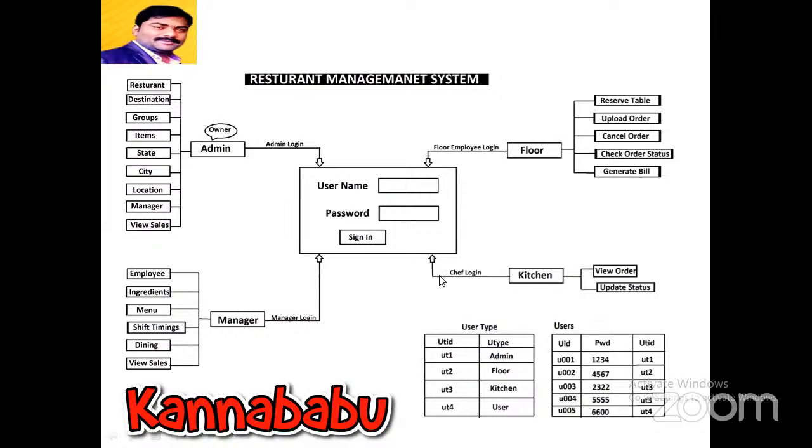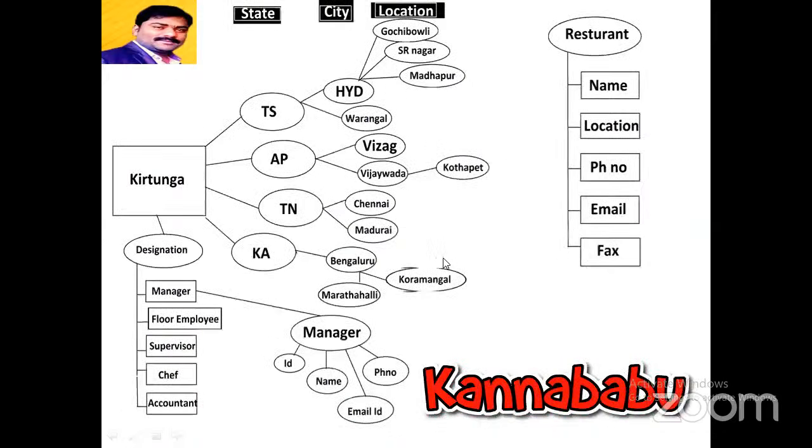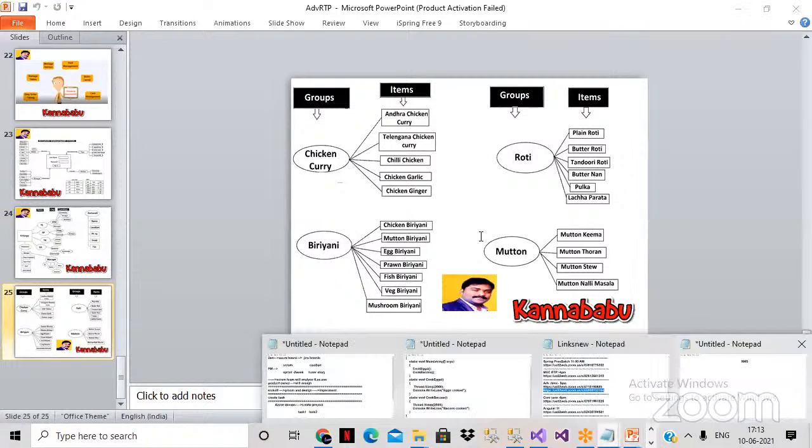Generally, whenever you develop any project, first of all, we need to concentrate on the database. Assume a restaurant called Kritinga. This restaurant has branches in different states, different cities, different locations. To monitor the restaurant, a manager will be there, and different employees will work in the restaurant. The employees will have designations like manager, floor employee, supervisor, chef, accountant, etc. Is it clear, everyone? So first of all, we need to concentrate on the database.